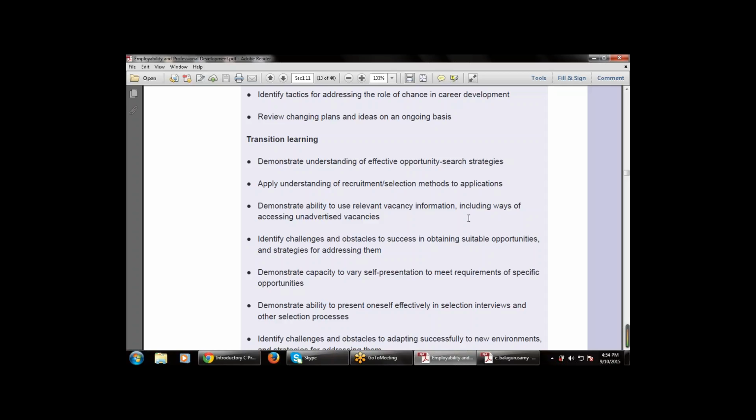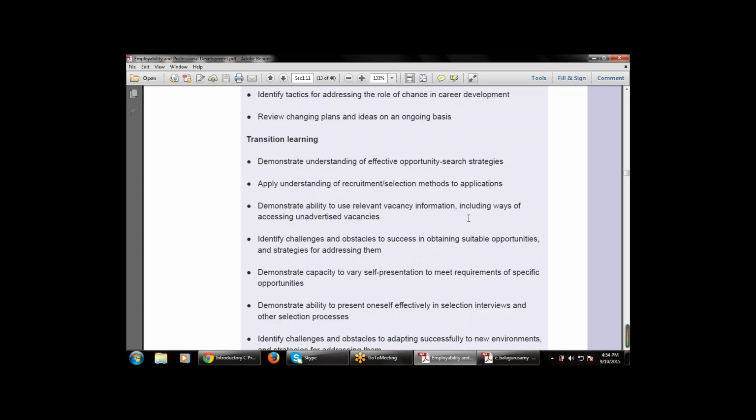for addressing them. Then demonstrate the capacity for self-presentation to meet the requirement of specific opportunities. So demonstrate means present the capacity for self-presentation to meet the requirement of specific opportunities. That is, what are the various opportunities used for specific development, used for self-management skills.